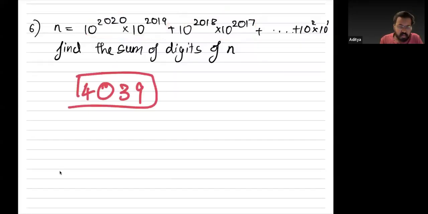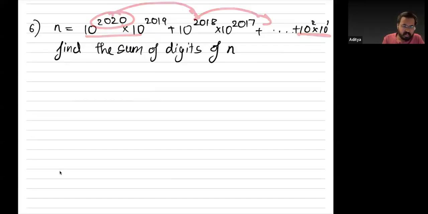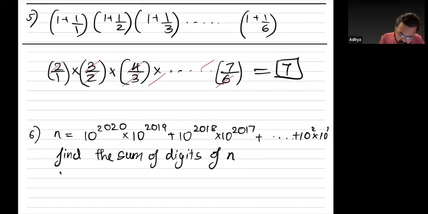4039 zeros. So you'll basically have to just count up all these terms, because that will be the sum of the digits of n. Your first term starts with 2, last term ending with 2020. Between every term there is a drop of 2. Correct? 1 plus 1 upon 1 is 2 upon 1, that's how this came.